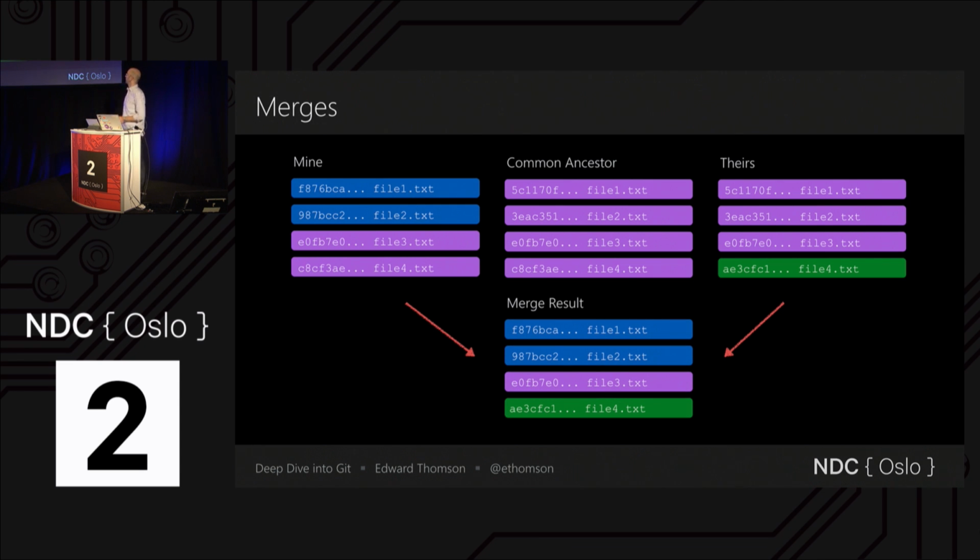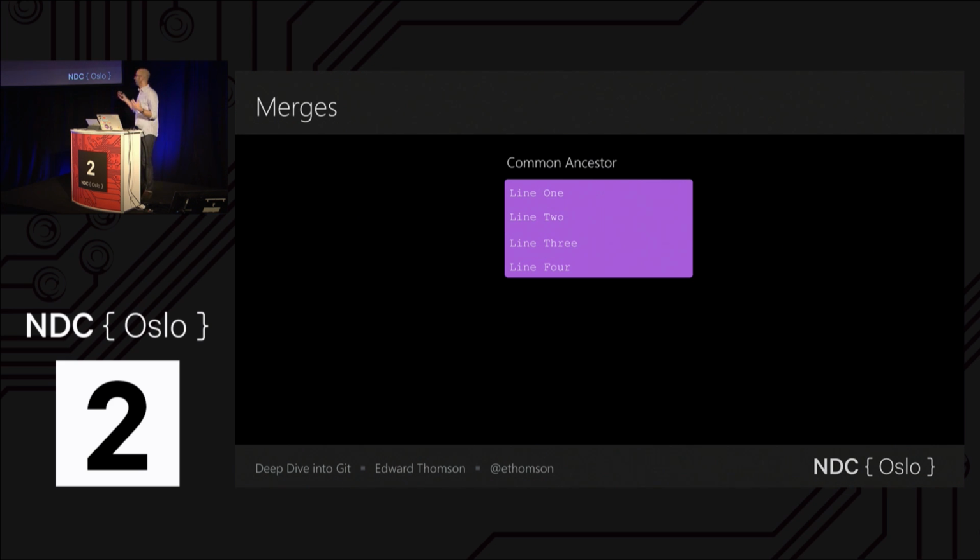If file 1 changed on my branch and didn't change on their branch, we'll just take file 1 into the new repository, into the new merge result. Same with file 2. Over here, file 4 changed on their branch, but not on mine. We'll take that. File 3 hasn't changed anywhere. It just stays the same. So merge is actually very straightforward until both branches change the same file. That's when it gets a little trickier. But at its root, it works the same way.